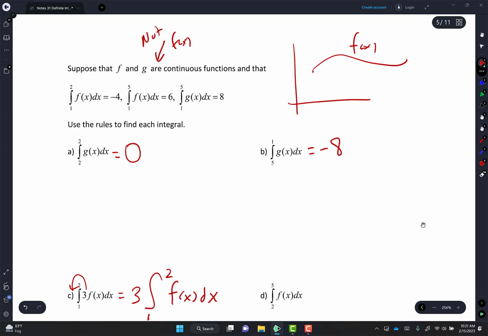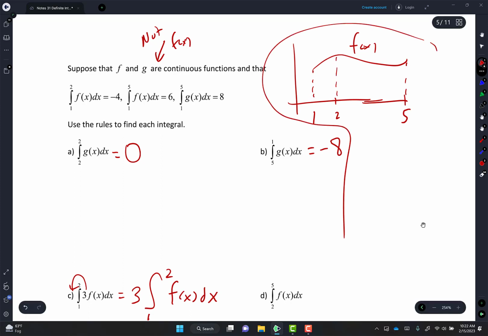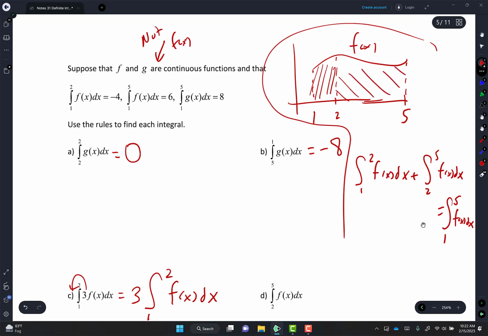F of x, and I'm going to say this is 1, and I'm going to say this is 2, and I'm going to say that way over here is 5. We still okay? This is for good notes. So now look, I'm just doing this part. I can say this, integral from 1 to 2 of f of x dx plus integral from 2 to 5 of f of x dx equals integral from 1 to 5 of f of x dx. Does that make sense to you guys? That if I add from 1 to 2 and I add from 2 to 5, that it's the whole shebang?